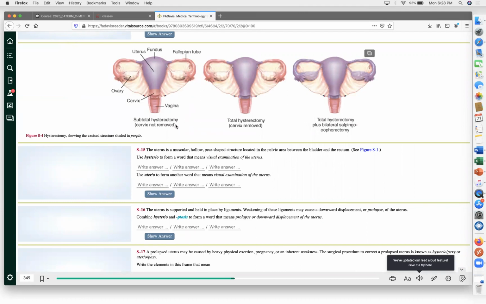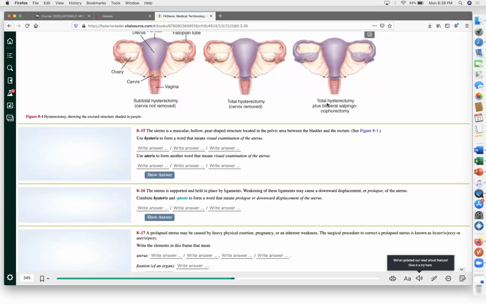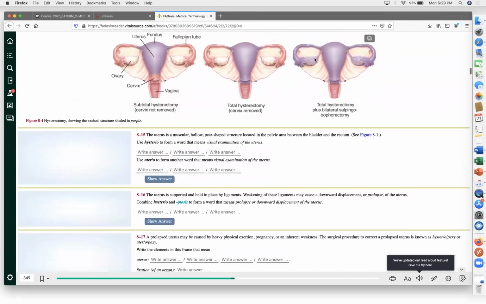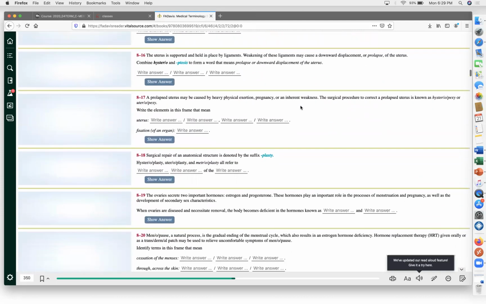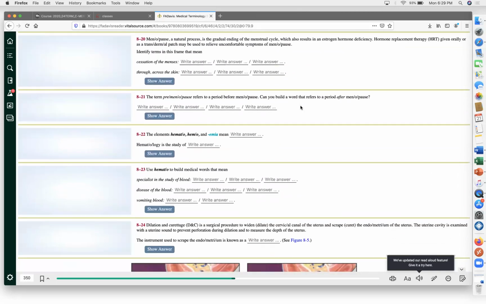Oh, subtotal hysterectomy, total hysterectomy. Total hysterectomy with bilateral salpingo-oophorectomy, right? The stuff in purple is what we take out. And again, we're taking all of that out. That is a serious operation. And we also provide HRT, which is hormone replacement therapy, for our patient, because once you remove these ovaries, those ovaries and what they secrete are part and parcel of your endocrine system. But again, the benefits outweigh the risk.